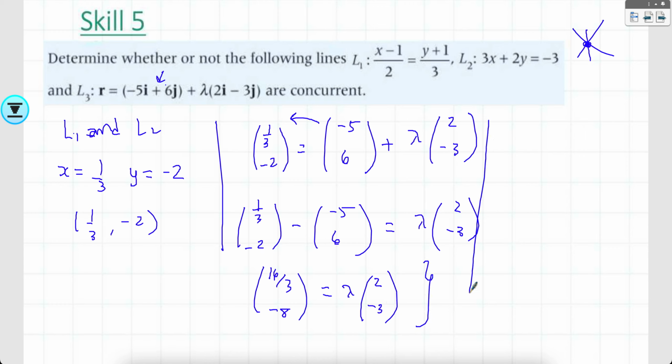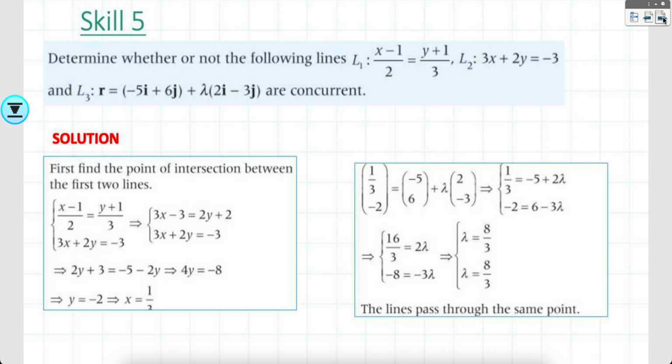It will show you that you have 2 situations. For the first one, lambda is equal to 16 over 3 times 1 over 2, so that gives you 8 over 3. That's for the first equation. For the second equation, you end up with -8 over -3, which is 8 over 3. The fact that we got the same lambda, the same scalar, and it exists, and it gives us (1 over 3, -2), means that these 3 lines are concurrent.